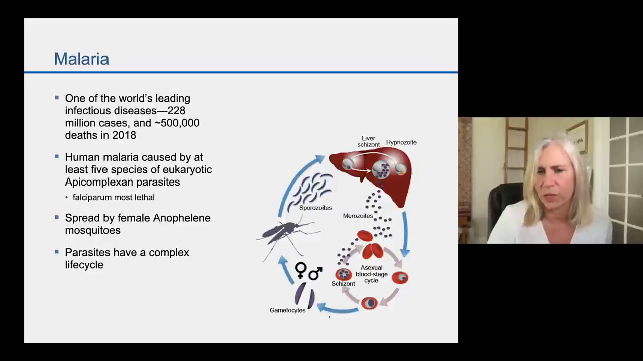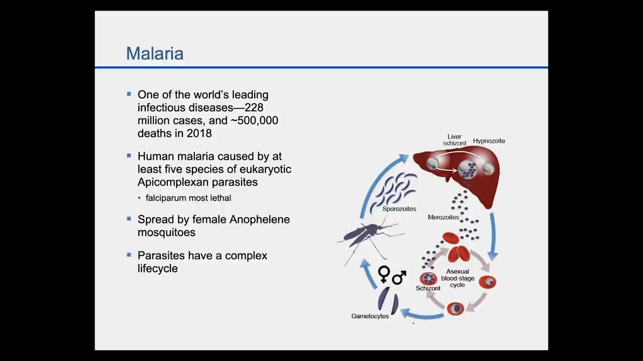In response to cues that we don't entirely understand, some of the parasites will decide that it's time to exit, and they will differentiate into male and female gametocytes. And these are the only forms of the parasite that can survive in the midgut of a mosquito. When a mosquito takes a blood meal, the gametocytes will immediately differentiate into male and female gametes. They will mate with one another. There will be a brief meiosis. The resulting parasites will migrate out of the midgut of the mosquito, set up an oocyst on the midgut wall, and then eventually they will migrate to the salivary glands where they can start the infection again.